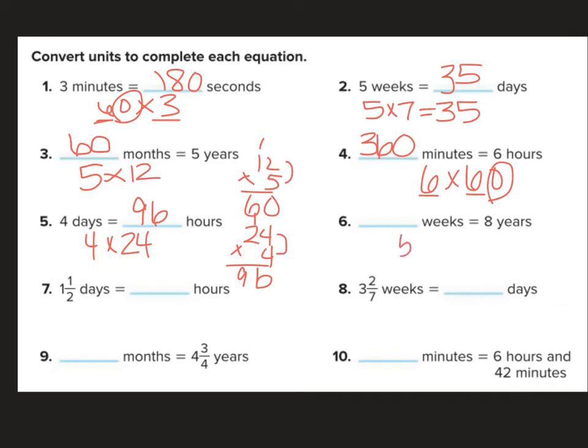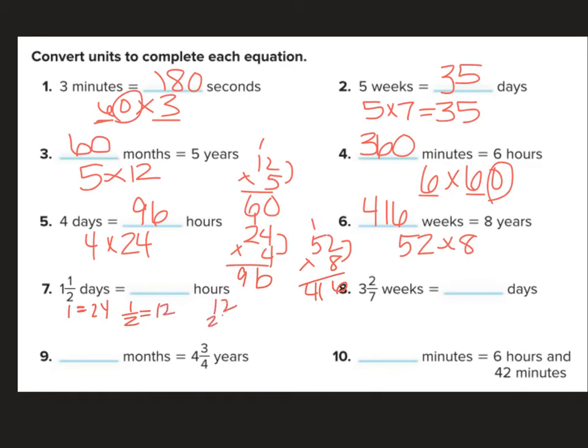Okay, how many weeks are in 8 years? So 52 weeks in 1 year. Multiply that by 8. That is 416 weeks in 8 years. Okay, so here we have 1.5 days. So we know 1 day equals 24 hours, which means that half a day would equal 12 hours. 12 and 24 added together is 36. So 1.5 days would be worth 36 hours.